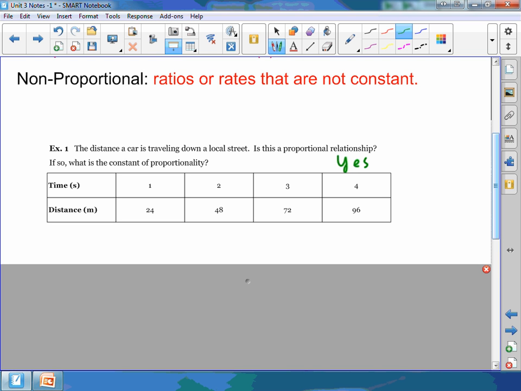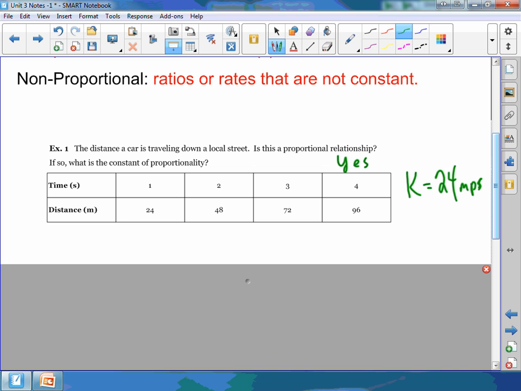So what is k? What is our unit rate? Quentin? Yeah, so I would say I could just go 24, and I'll put MPS here, meters per second. Right, that's your unit rate. The car's traveling 24 meters every second.